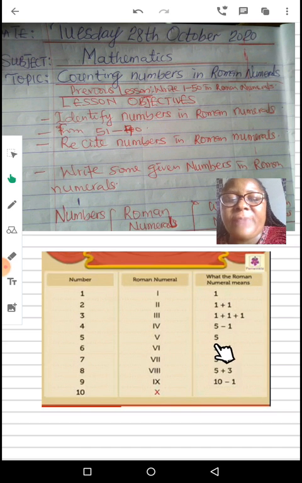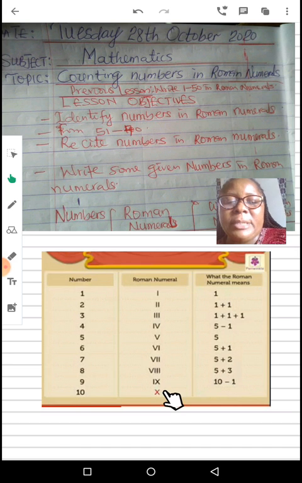And V is 5. Here is 6. Remember 6 is 5 plus 1. So VI means 5 plus 1. That gives you 6. 7 is VII, that means 5 plus 2. And 8 is VIII, that is 5 plus 3. I is 1, V is 5.